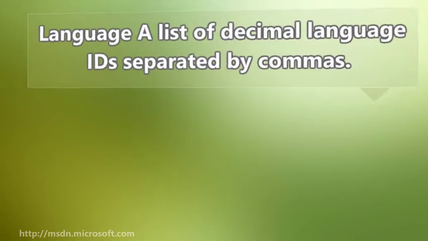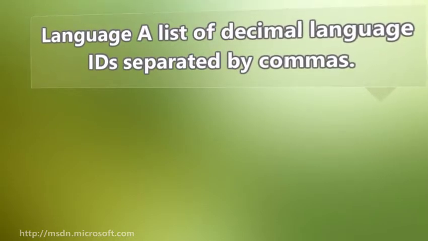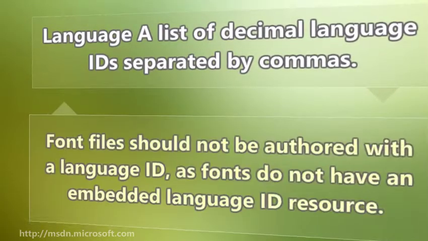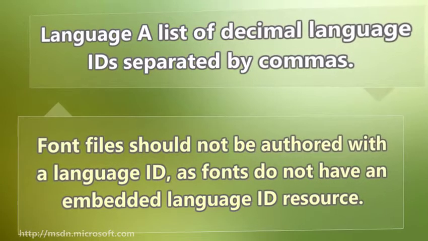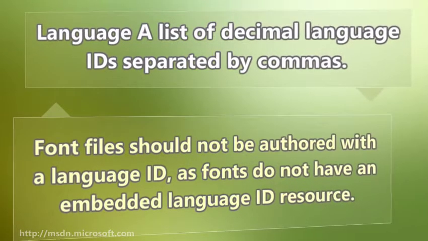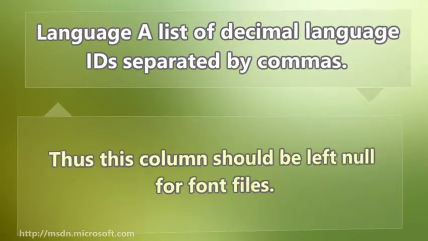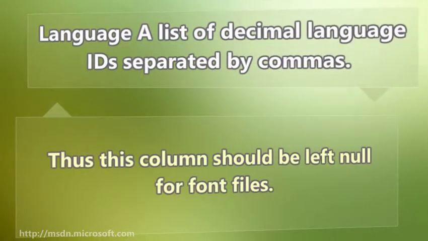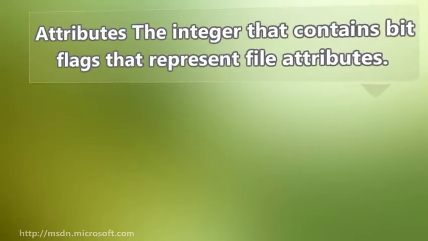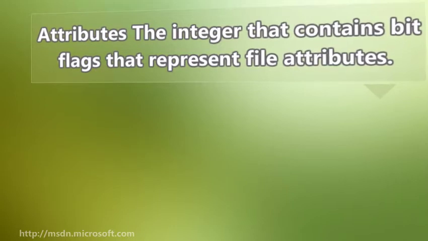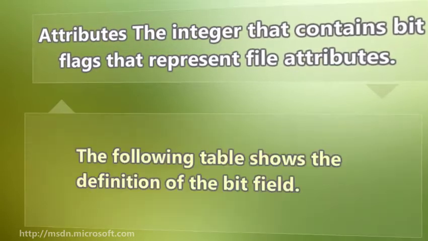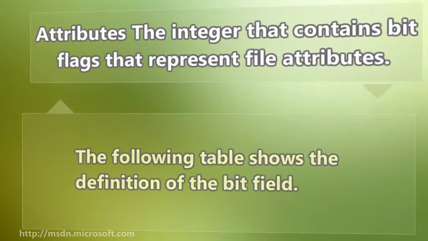Language: a list of decimal language IDs separated by commas. Font files should not be authored with a language ID, as fonts do not have an embedded language ID resource. Thus this column should be left null for font files. Attributes: the integer that contains bit flags that represent file attributes. The following table shows the definition of the bit field.